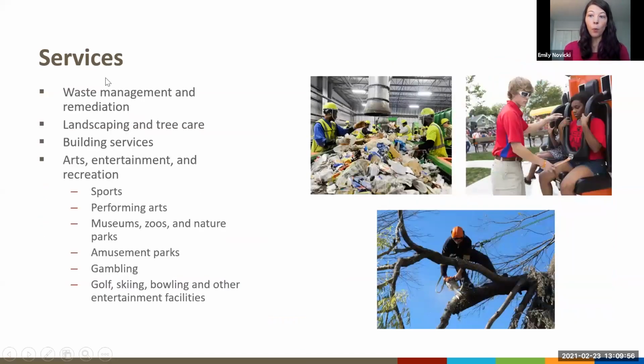Continuing on, waste management and remediation. Landscaping and tree care is kind of a smaller component, but one that we focus on a lot because it's a very dangerous occupation. And so that's a big concern for us. Building services are like kind of people that take care of buildings. So they do like general upkeep, preventive maintenance, kind of handyman kind of fixing things.